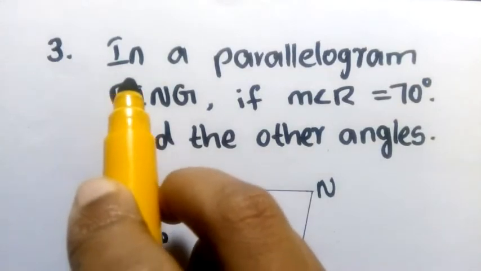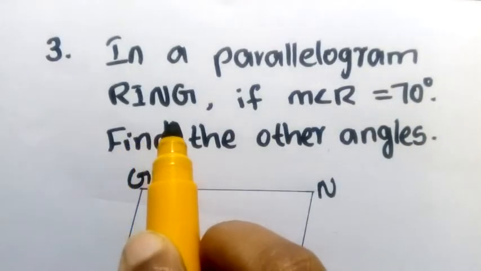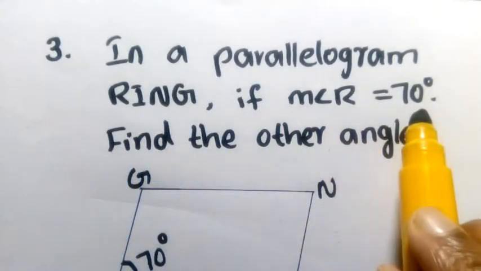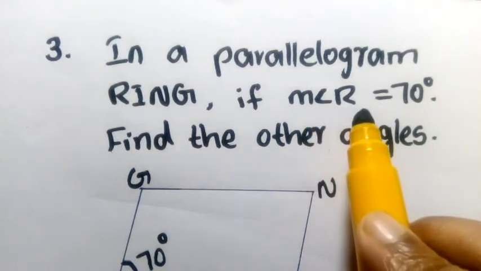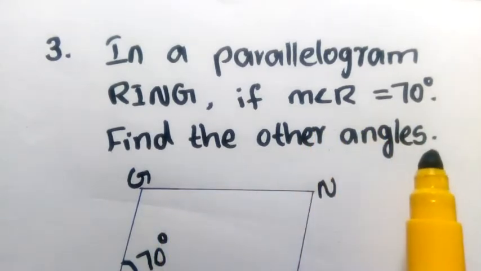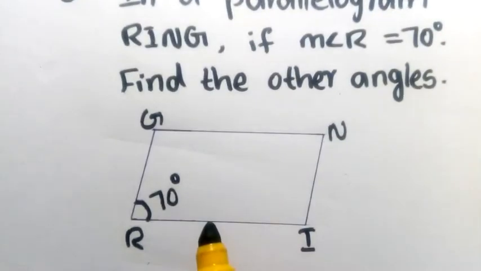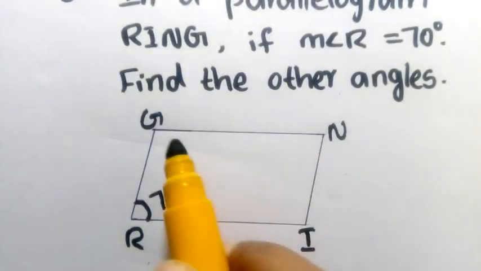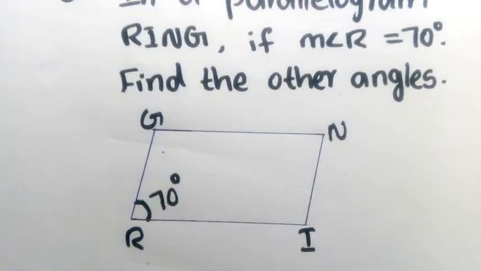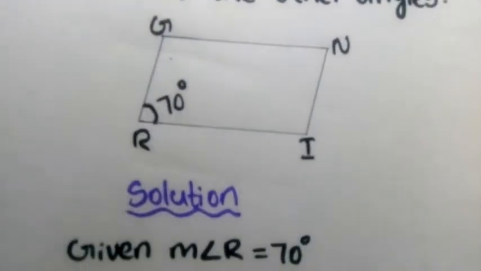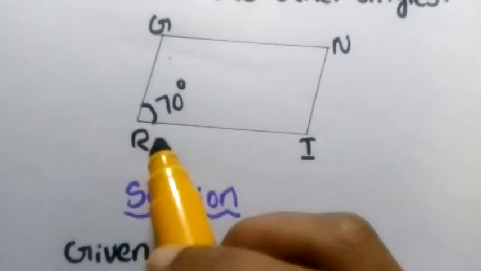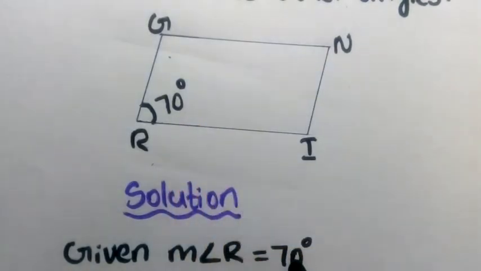Third question. In a parallelogram RING, if measure of angle R is equal to 70 degrees. Measure of angle R means measurement of angle R. Find the other angles. Here, the measurement of angle R only is given. We need to find the other three angles. We can find them by using properties. Solution. Given measure of angle R is equal to 70 degrees.